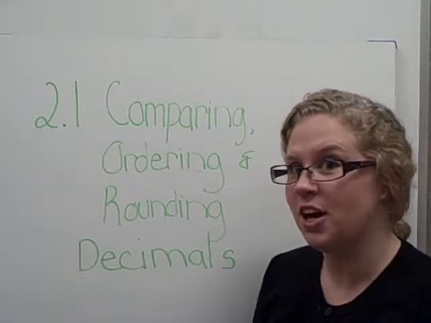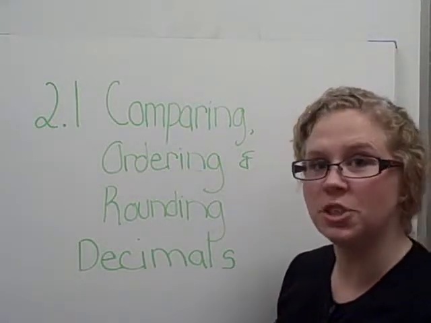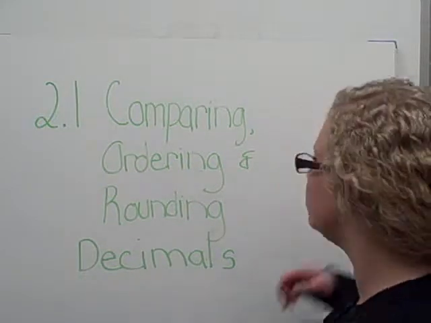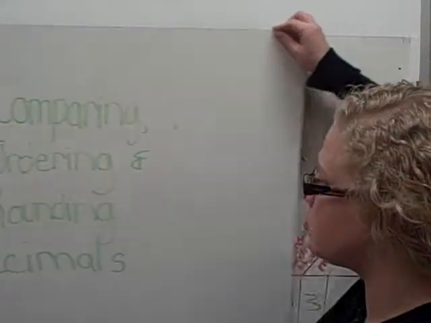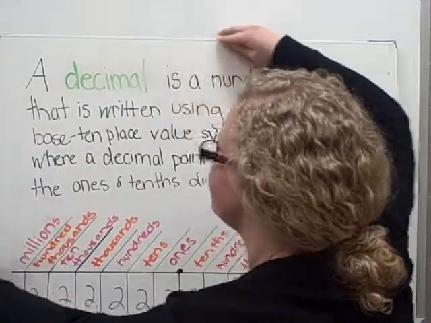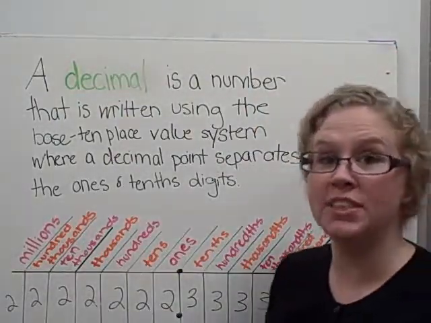Today we are going to be talking about Chapter 2, Section 1, Comparing, Ordering, and Rounding Decimals. So first we have a definition.